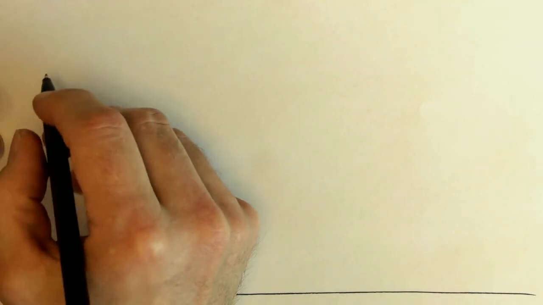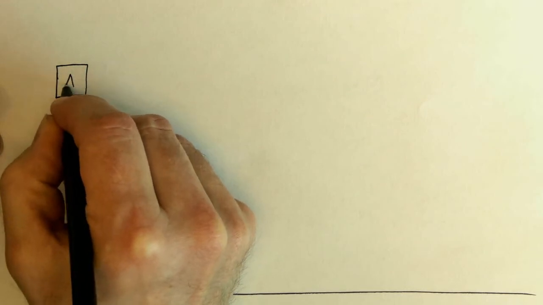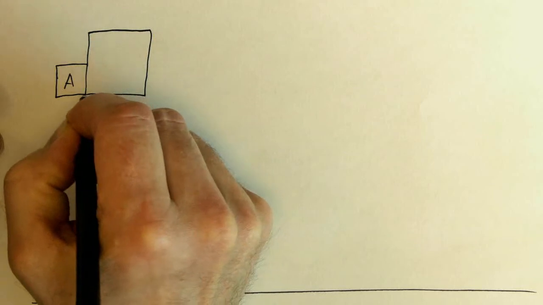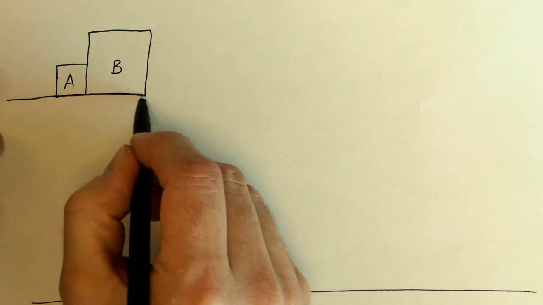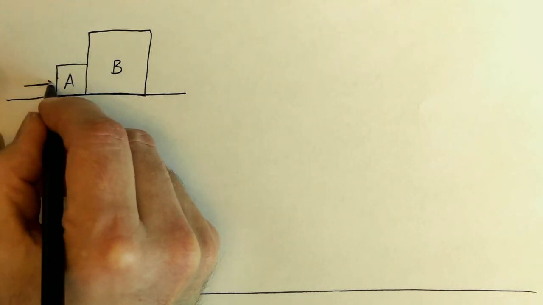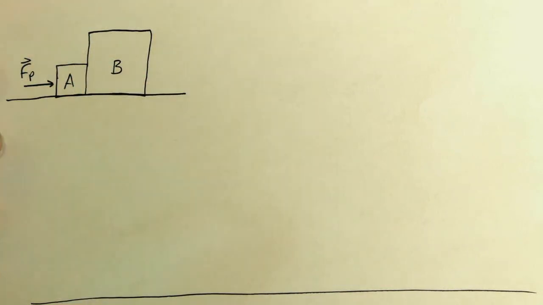Suppose I'm pushing on two blocks. One block is relatively small, called block A, and it is touching a large block, we'll call block B. And they are resting on, for simplicity, we'll just choose a frictionless surface. And I'm pushing on the edge of block A with some magnitude push force.